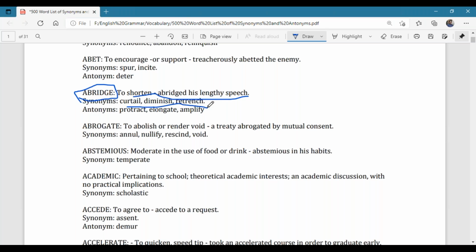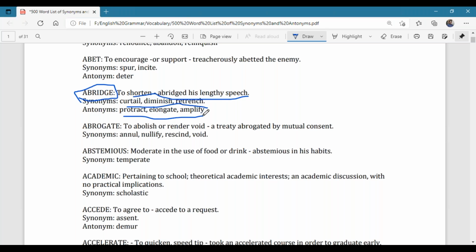And antonyms, you may not find much of antonyms, but whatever is present: enlarge, amplify, elongate, protract, whatever is used to increase, that is what we call the antonym of this one. Okay, because abridge means to shorten, to reduce the size, whereas to increase the size you can consider elongate, extend, lengthen, prolong. Okay, protract.